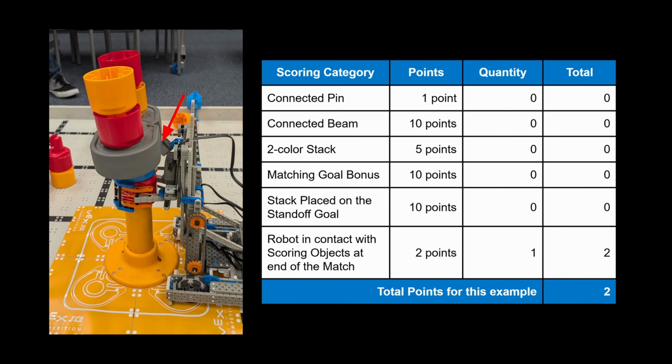But in this case, the beam is being touched, and that beam is part of the 2 upper stacks, which means the robot is touching, well, all 3 stacks, so they are no longer stacks. The only points here are the 2 points for being in contact with 2 scoring objects. The lesson here is make sure your robot is not touching the gray beam at the end of the match, as this 121 point stack is now worth only 2 points.